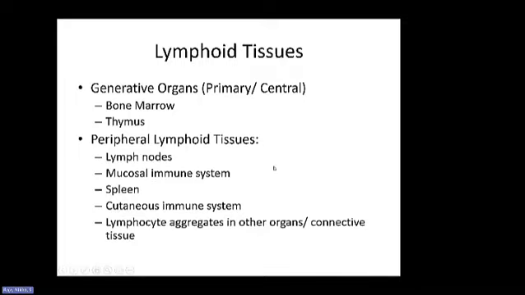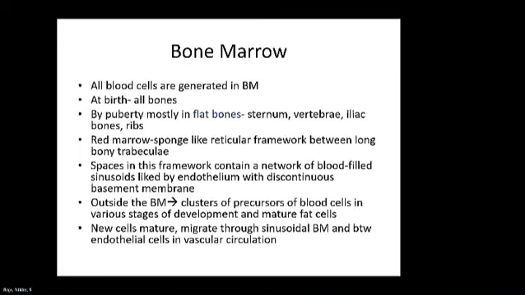So pay attention. We know that there are two types of lymphoid tissues, primary and secondary. Primary or central lymphoid tissues, or generative organs, are bone marrow and thymus. And then peripheral lymphoid tissues, or secondary lymphoid tissues, include lots of different ones: lymph nodes, mucosal immune system, spleen, cutaneous immune system, and then there are aggregates of lymphocytes in various organs.